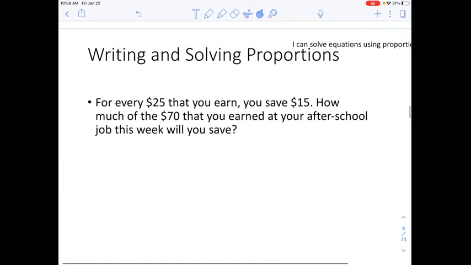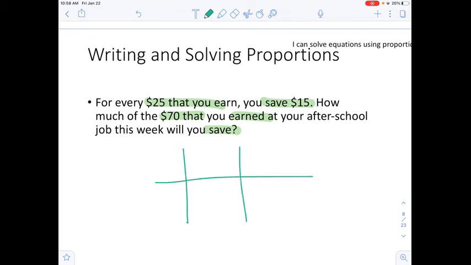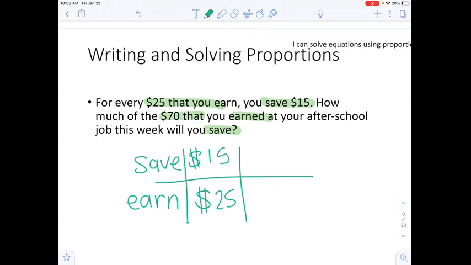The next problem says for every $25 that you earn, you save 15. How much of the 70 that you earned at your school will you save? So we're comparing here saved and earned. So I'm going to make a table, and I'm going to do save and earn. So looking at my first statement, we earned 25 and we saved 15. So I'm adding labels. So I earned 25 and I saved 15.